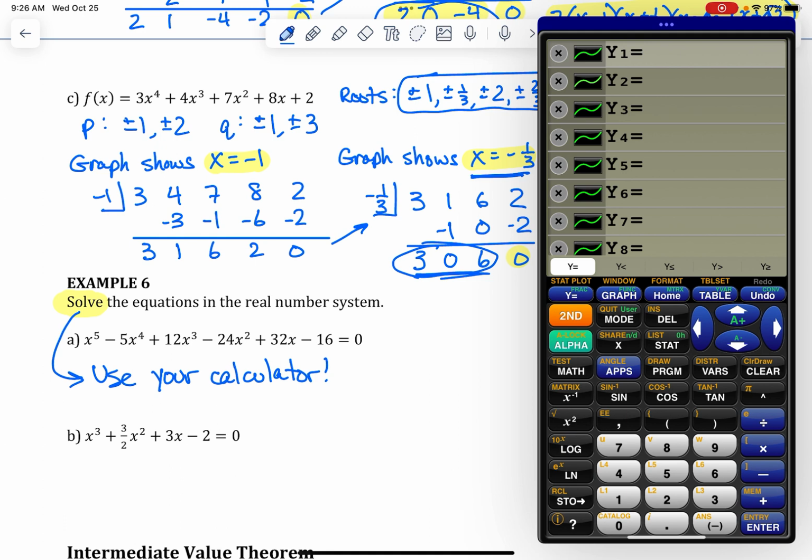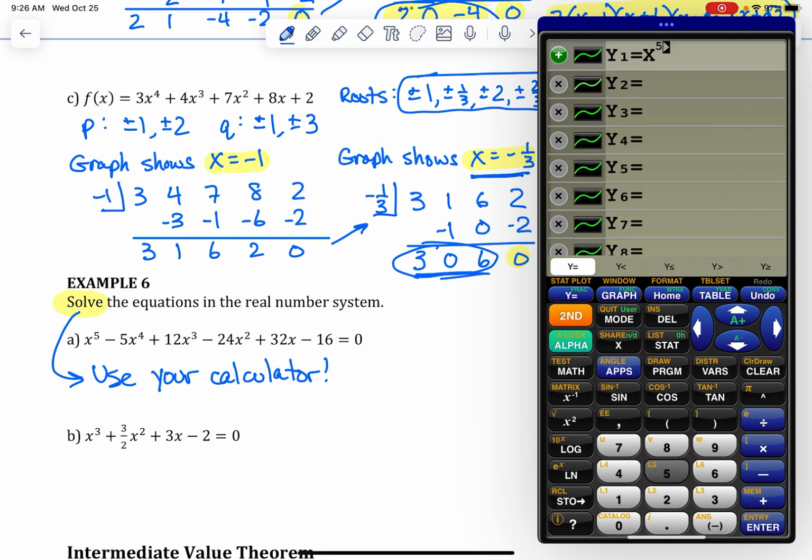And I'll just type this in here. We have x to the 5th minus 5x to the 4th plus 12x cubed, right? These are pretty crazy polynomials. 24x squared plus 32x minus 16.